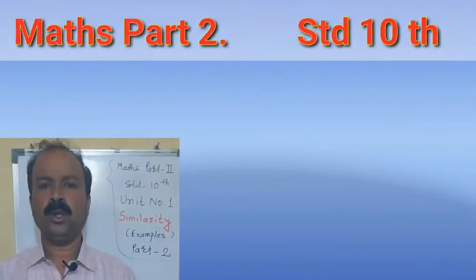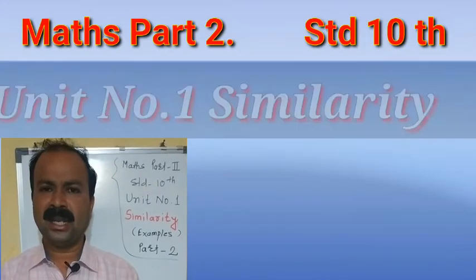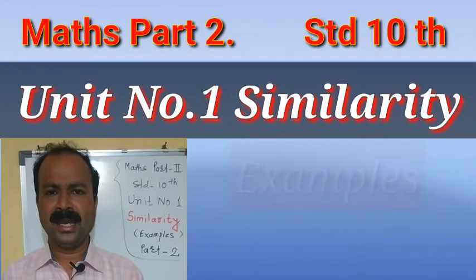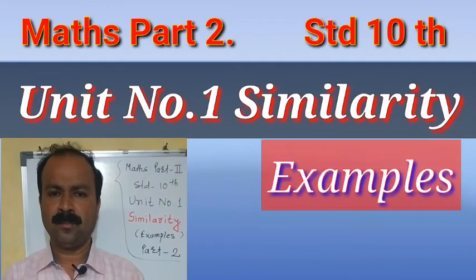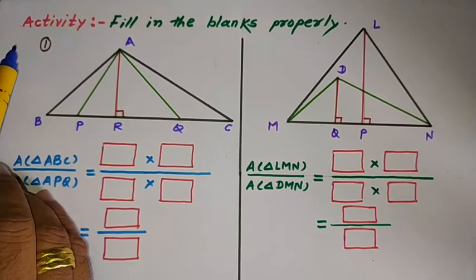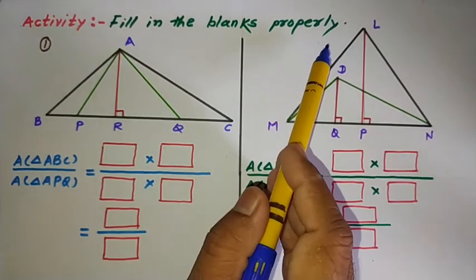Today we are going to learn about Maths Part 2, Standard 10th, Unit number 1, Similarity: examples based on the ratio of areas of two triangles. Let's see the activity. Fill in the blanks properly.